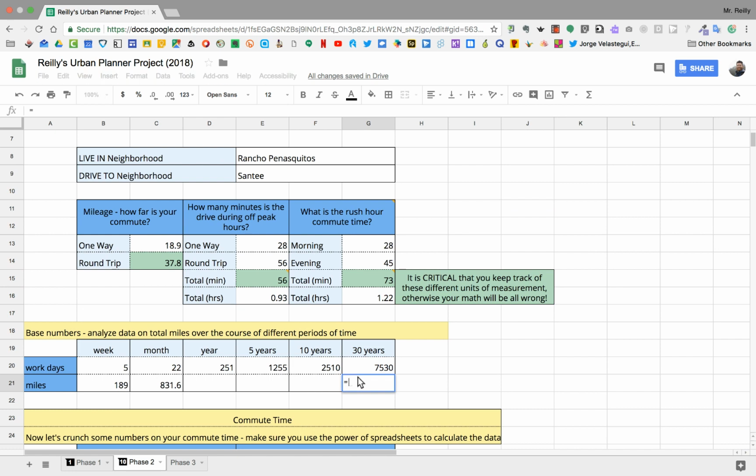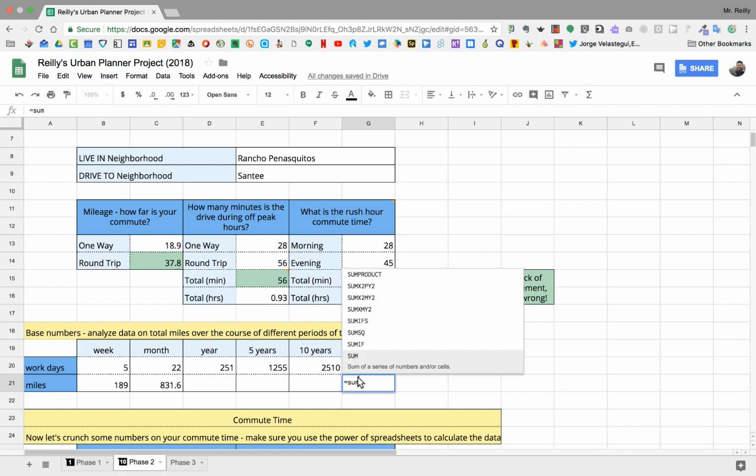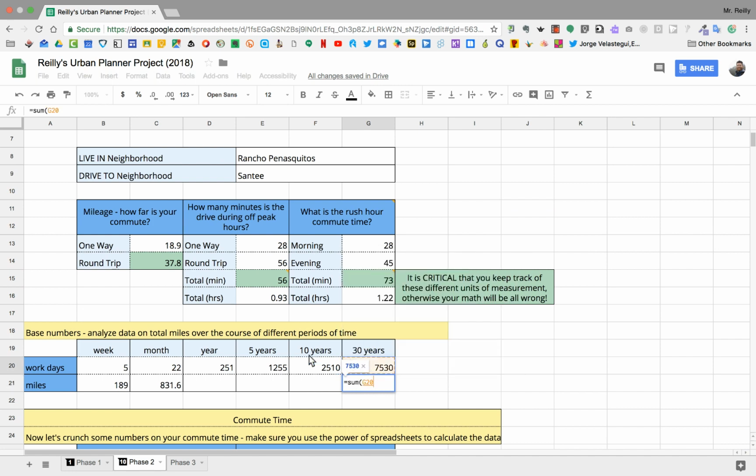So let's assume that I live in PQ and teach in Santee for the next 30 years, or over the course of 30 years. Let's see how many miles I will drive. Multiplied by 37.8 miles a day. And that's 28,000. Oh, forgive me, 284,000 miles. So goodness. So let me see here. 284,000 miles.